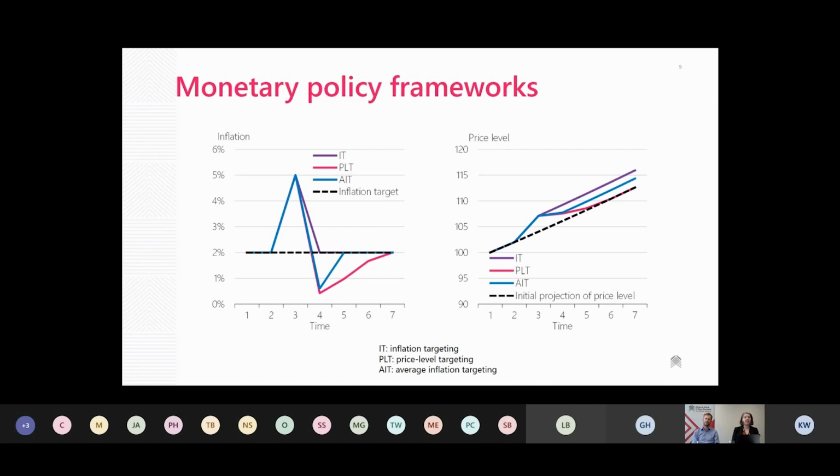That's not the case with the other alternatives, where there's some degree of history dependence built into the framework, which means the central bank has to try and offset some of the impact of earlier shocks to inflation. So with price level targeting, the pink line, you'll see on the right-hand side that it gets back to the previous level of prices, which means on the left-hand side, you have to have a period of inflation below 2% to offset that period when it was above 5%. Average inflation targeting, which is the blue line, is a bit of a hybrid of these two and sits between them.